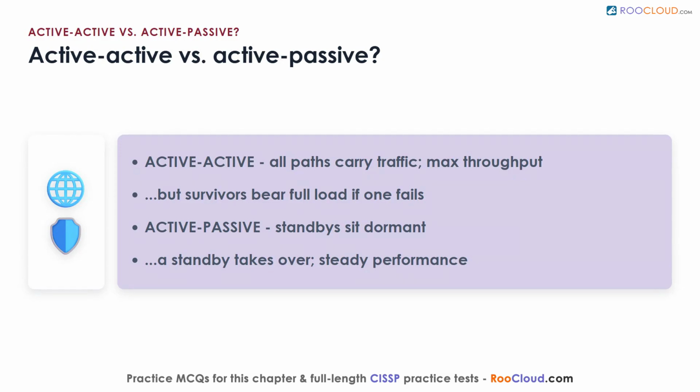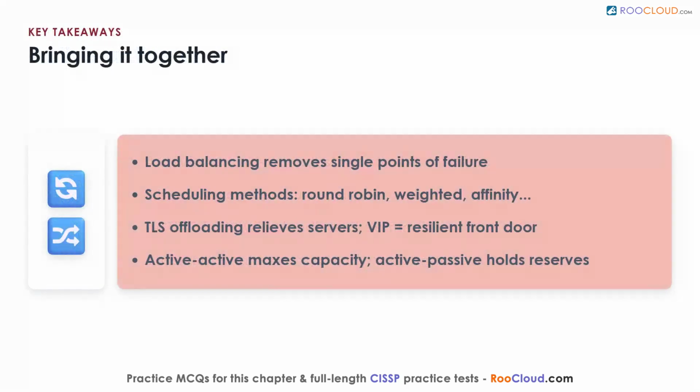In active-passive, some systems sit dormant as standbys. When an active element fails, a standby wakes and takes over, keeping performance steady before and after the failure. Picture two ways to run a delivery fleet. Run every truck flat out and accept slower days when one breaks down, or hold a fresh truck in reserve so service never dips.